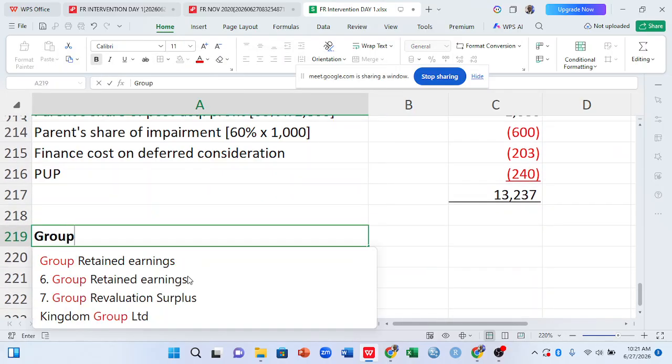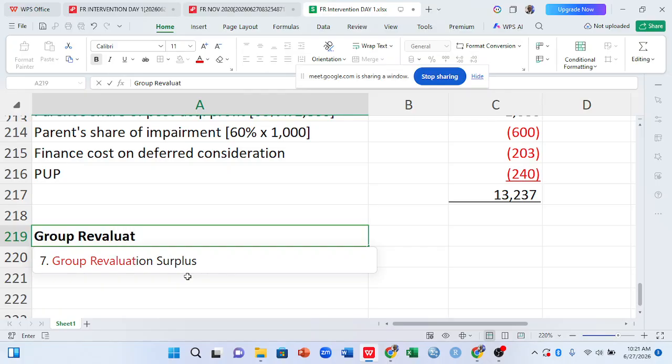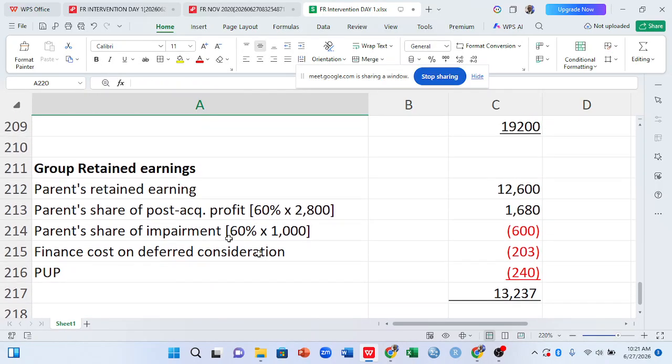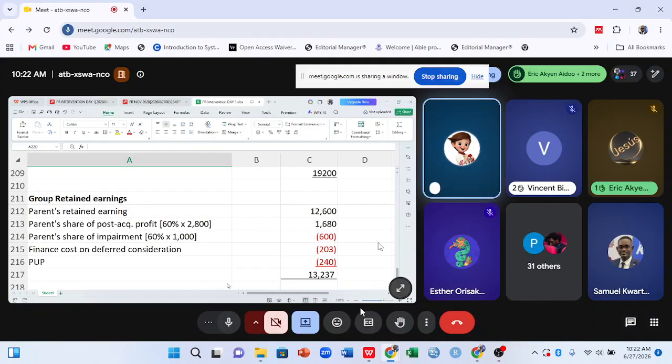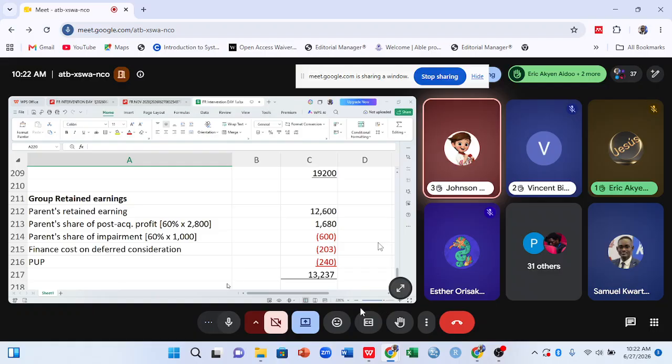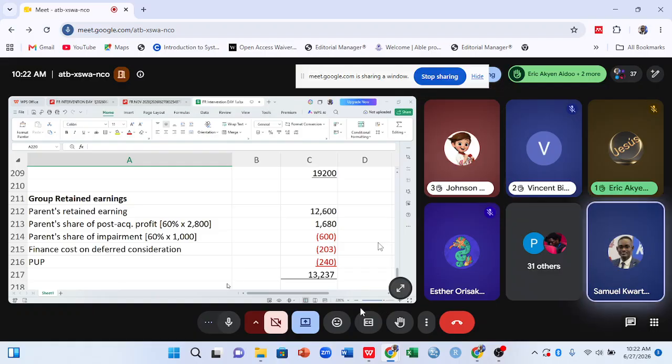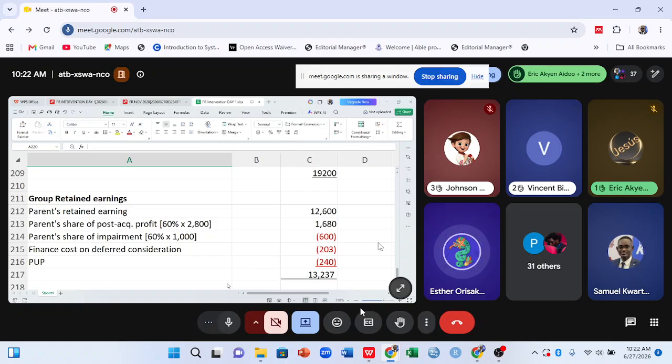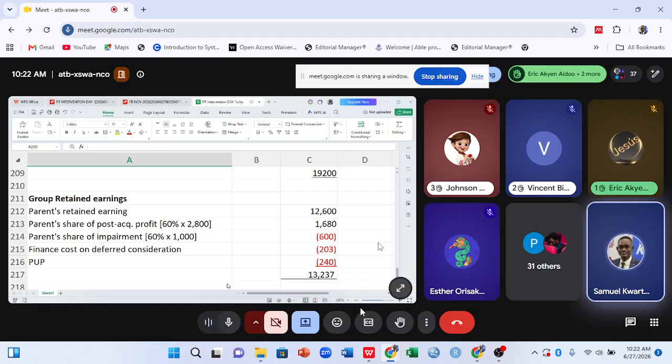Next will be the group revaluation surplus. Yeah, we had a revaluation, so we have to do a group revaluation surplus. Yeah, you had a question. Yeah, go ahead. I'm asking whether the finance cost on the deferred consideration is the same as the unwound interest? Yeah, it's the same thing. Oh, okay. Thank you. You're welcome. I didn't hear his question. He's asking whether the unwinding of the discount is the same as finance cost, and I said yes.